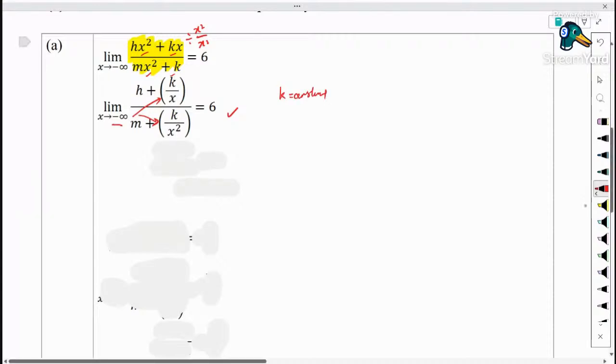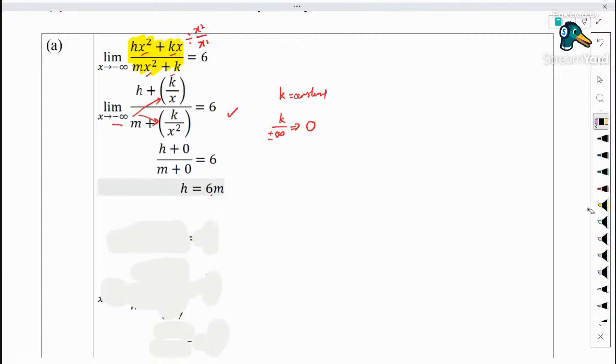When we have a constant divided by infinity, no matter whether it's plus or minus infinity, the result is always 0. Therefore, I can have the result written as h plus 0 on top, divided by m plus 0 below, equals 6. Now we can easily write h in terms of m as h equals 6m, which is equivalent to h over m equals 6. So rearranging, we have the answer h in terms of m: h is equal to 6m.